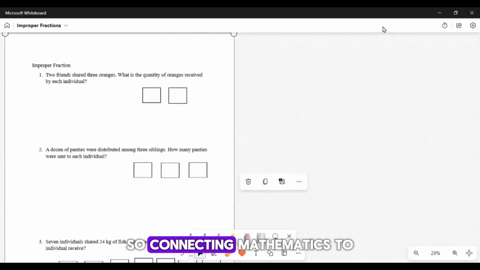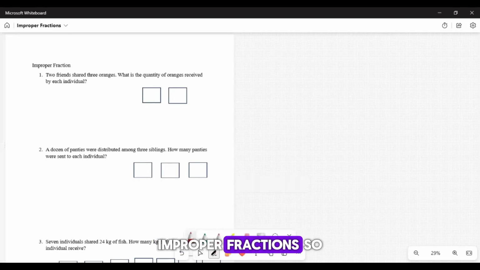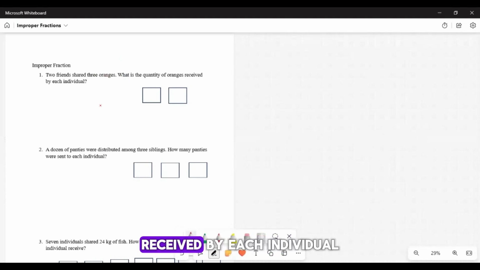So, connecting mathematics to our day-to-day activities. In this lesson, we will talk about improper fractions. Now let's say that two friends are to share 3 oranges. What is the quantity of oranges received by each individual?